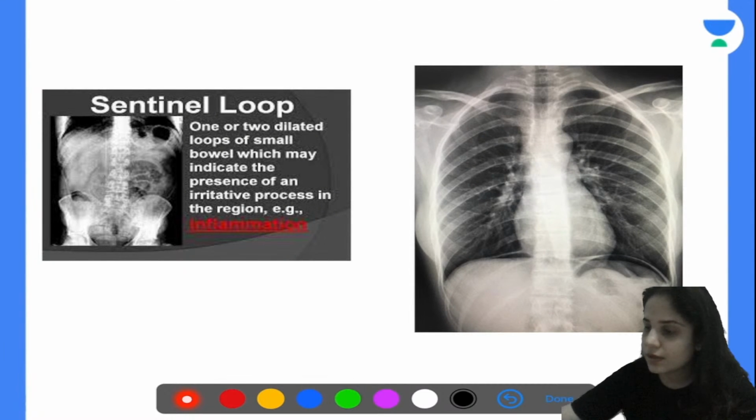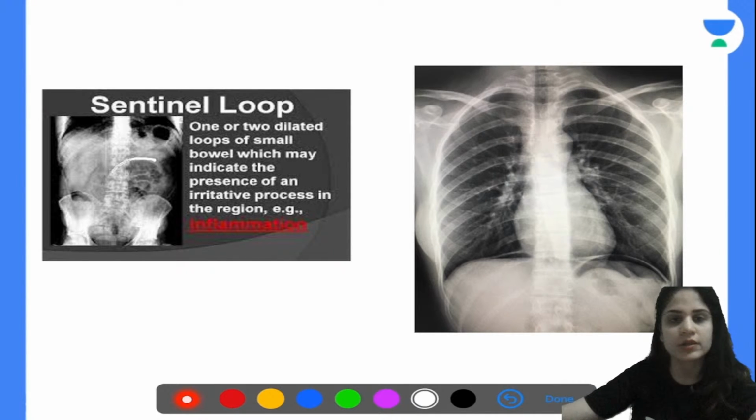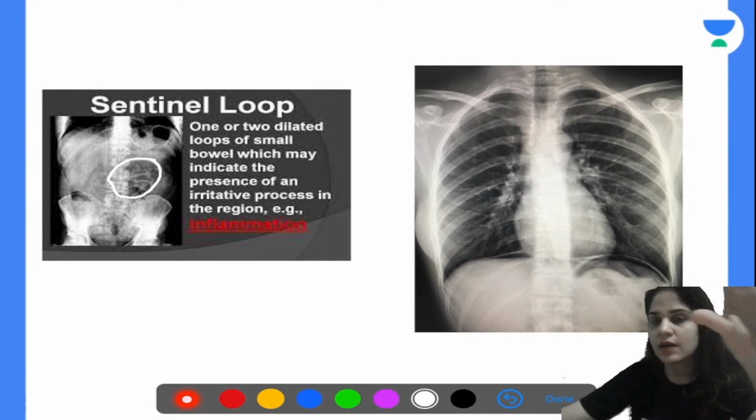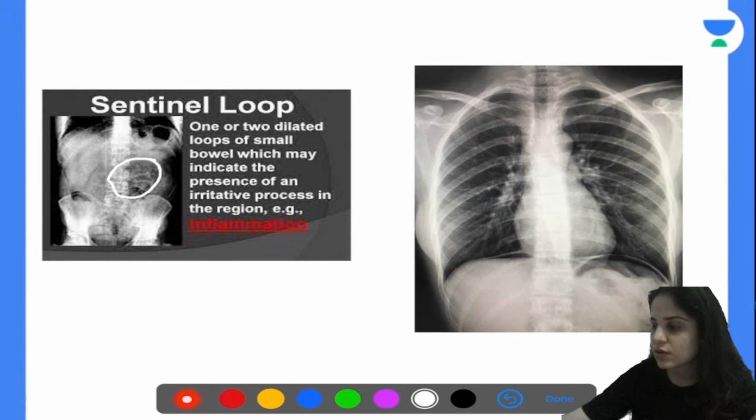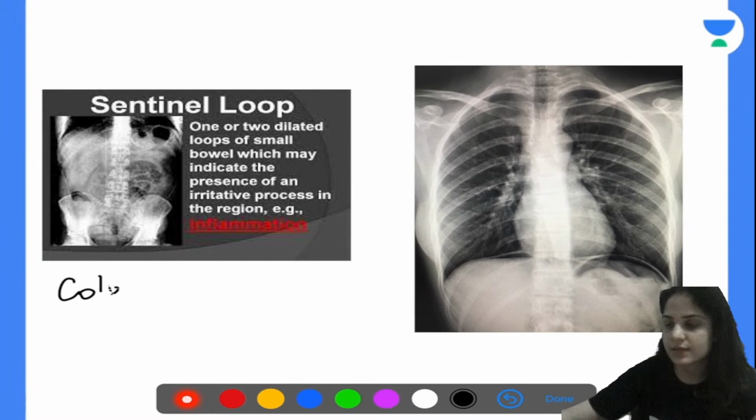Okay. Now, the next sign that we have over here. I don't know if you guys are able to see this properly or not, but can you see only the left side of the colon is seen? The right side of the colon is not seen. So, there is no gas, no feces present in the colon on that side. So, this is called the colon cutoff sign. And this colon cutoff sign is seen in which case? It is seen in acute pancreatitis.